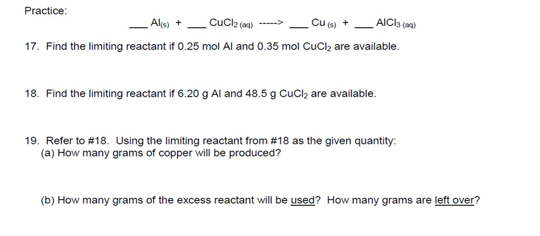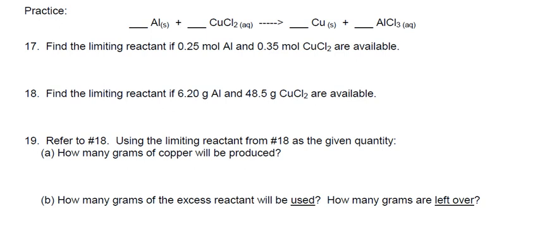After class today, kids asked for additional help. So right now I am on page 6 in your green notes. I'm going to start by working number 17. It says find the limiting reactant if 0.25 moles of aluminum and 0.35 moles of copper chloride are available.